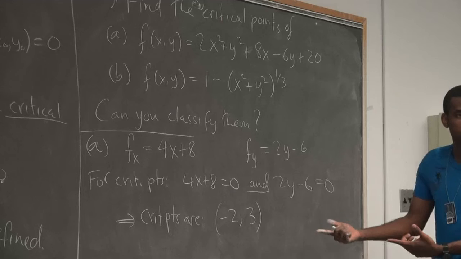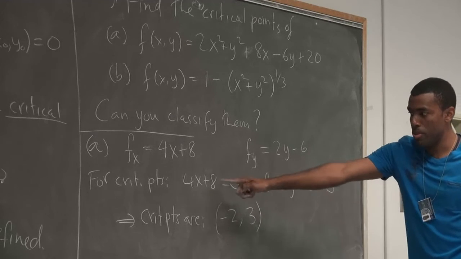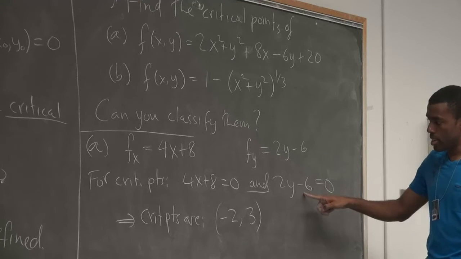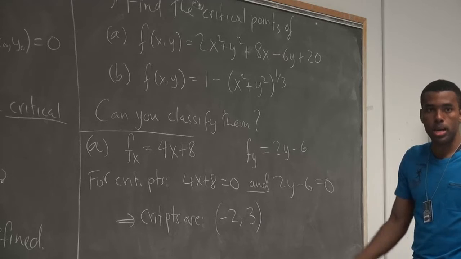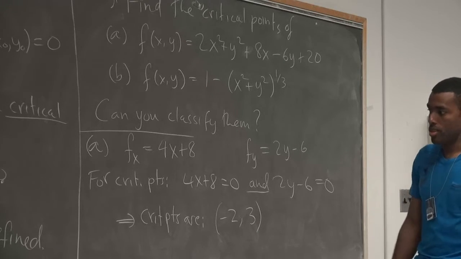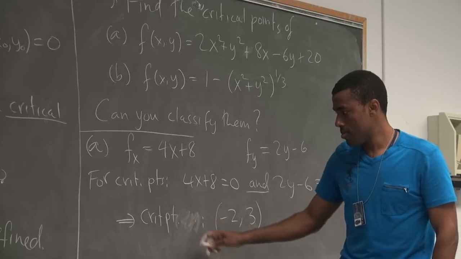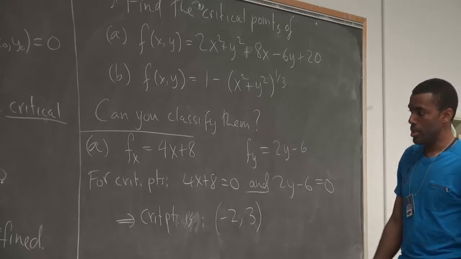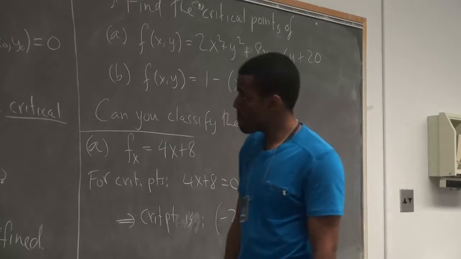It's literally one coordinate, right? You don't think of them as separate points. This gives you the x coordinate, it has to be minus 2 to make that 0. The y coordinate has to be 3 to make this 0. So the only place where both of these happen at the same time is that coordinate. So there's only one critical point here.